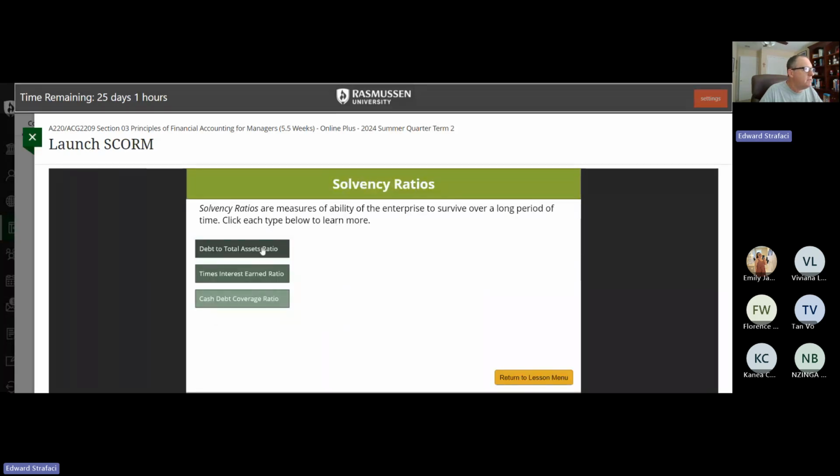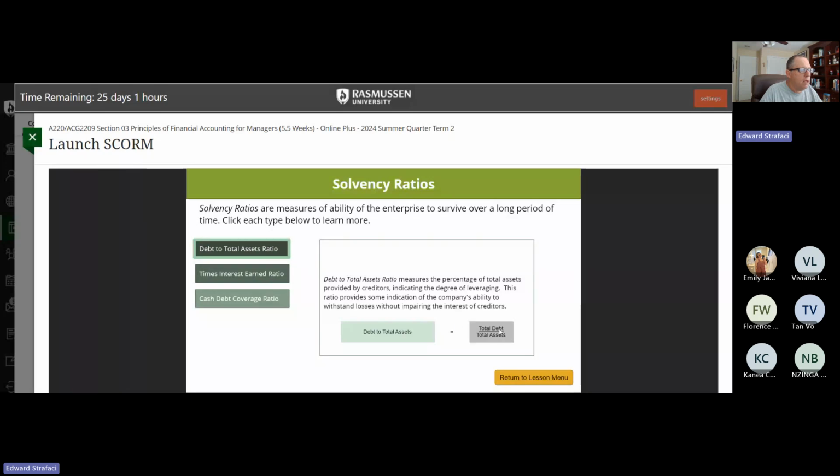And finally, we have solvency ratios, which is our total debt over all our assets. So we always want to keep an eye on that number. Generally speaking, a comfortable number. You've got to look at your peer group again.